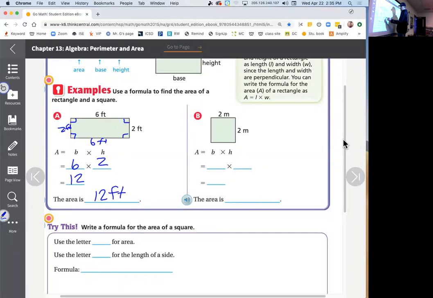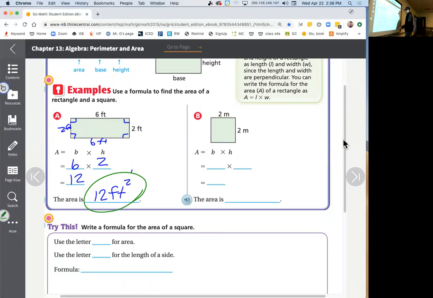12 feet squared. That little 2 above is squared, or you could write 12 squared feet. But guess what I'm going to do? I'm going to be writing like this all the time. Okay? But you can write it either way.